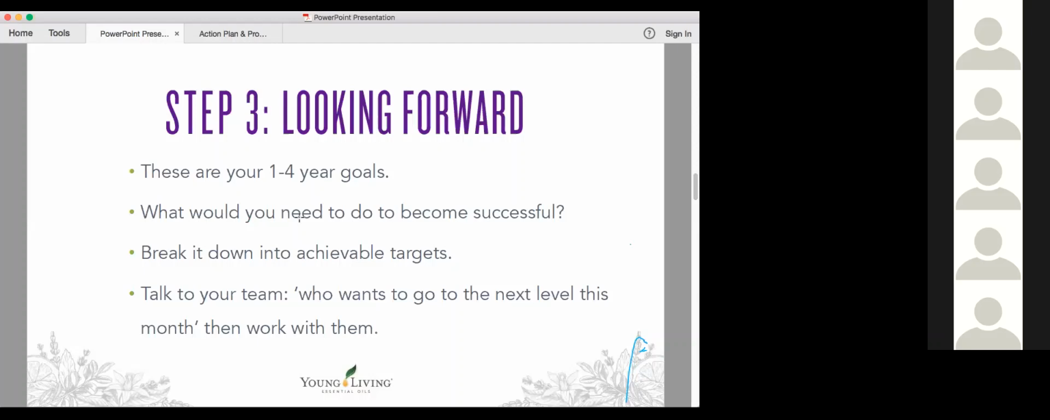You really want to work with other people. There's only two things that earn you money in this business. The first one is enrolling people, and the second one is teaching your team to enroll people. When you do those two things, that's when you're moving forward in your business and you gain momentum. So you want to break each of those down into an achievable target. Look at where you want to be at each month, and then break that down again so that it doesn't seem too big.